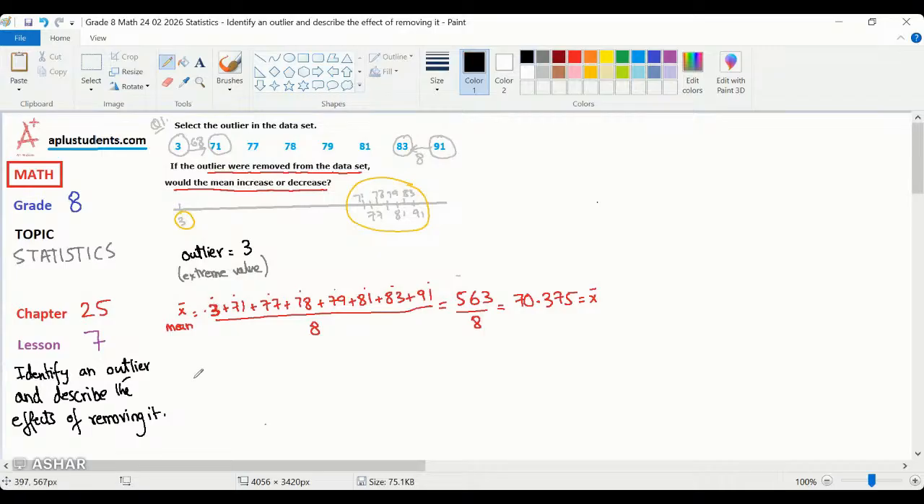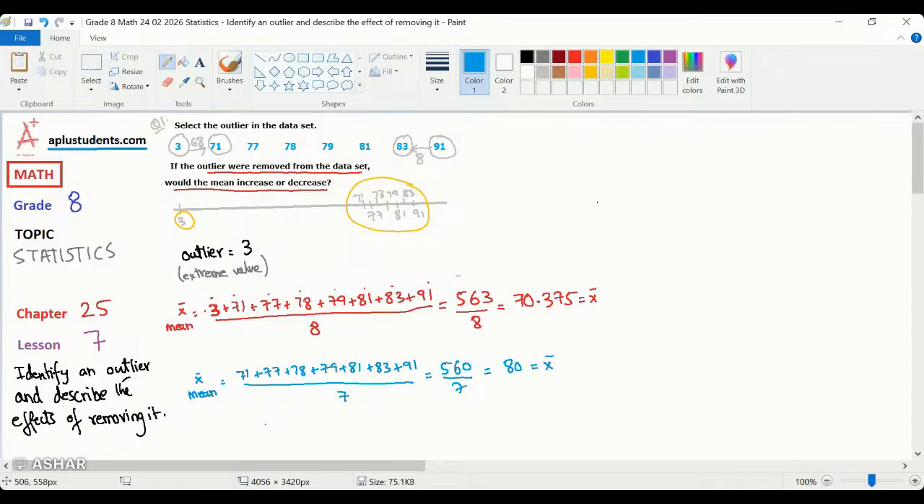Let's say we find the mean when the outlier is excluded. That means we add 71, 77, 78, 79, 81, 83, and 91. But this time the total will be divided by 7. To find the total, I can just subtract 3 from the total. That means 560 was the total, divided by 7. And the mean comes out to be 80 when the outlier was removed.